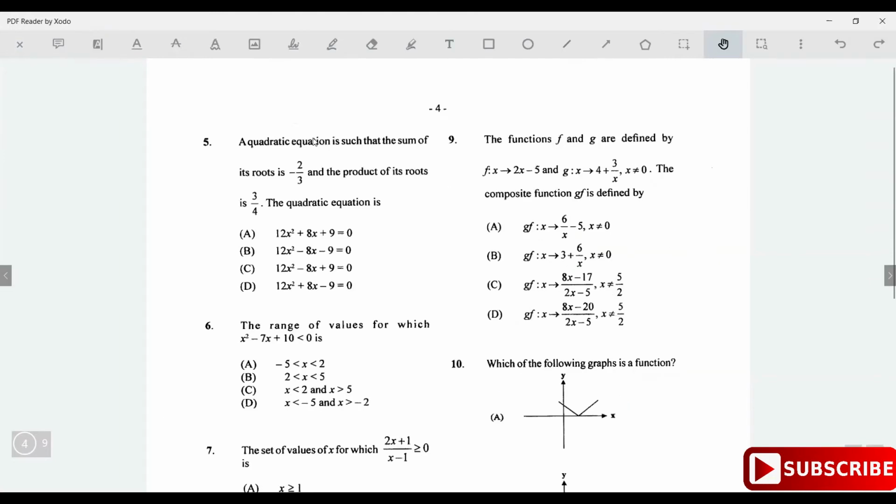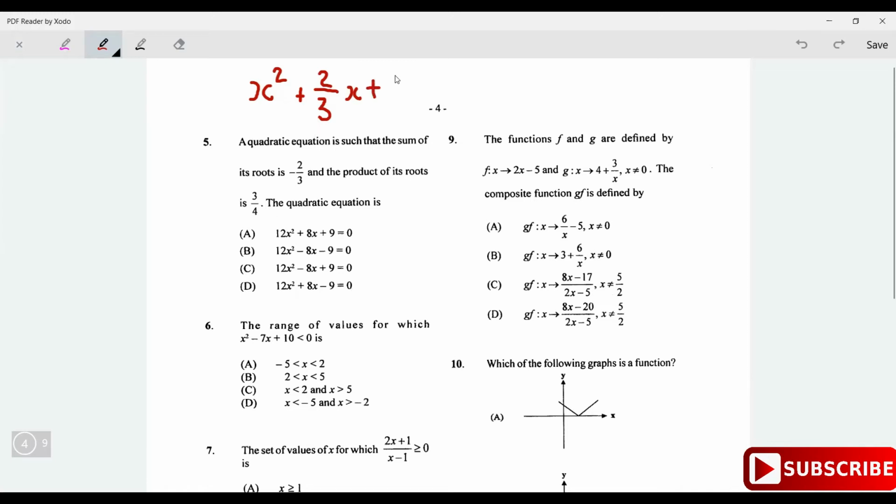Question 5. A quadratic equation is such that the sum of the roots is minus 2 over 3 and the product is 3 over 4. What's the quadratic equation? So always remember, a quadratic equation can be written as x squared minus the sum of the roots times x, so it's going to be x squared plus 2 over 3 times x, plus the product of the roots, so plus 3 over 4 equals 0.